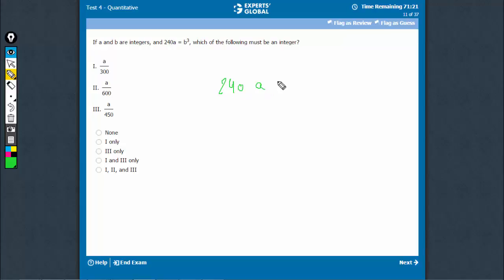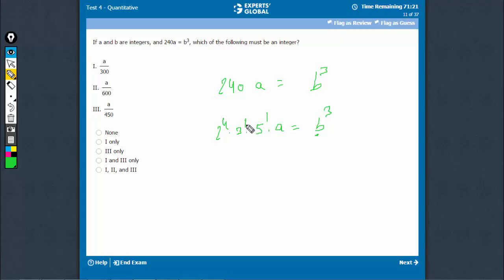240a is equal to b raised to power 3, which means 2 raised to power 4 into 3 raised to power 1 into 5 raised to power 1 into a is equal to b raised to power 3. The concept tested here is that for this to be a cube and all are integers, as the question suggests, a and b are integers, the powers of each prime number has to be a multiple of 3.